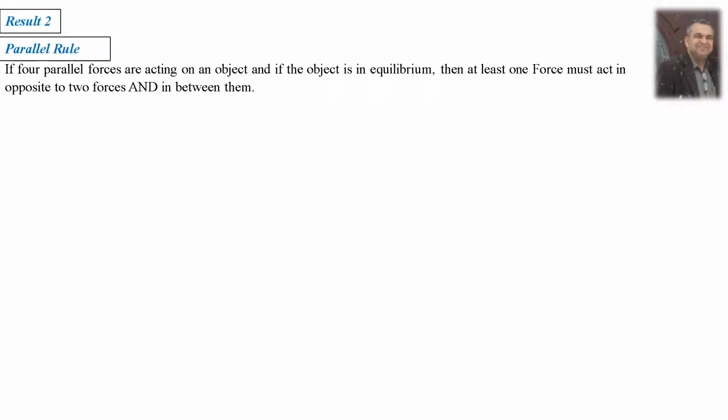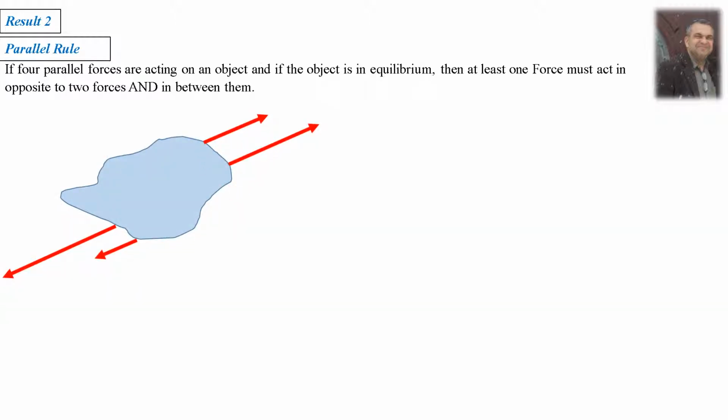Now result number 2. Result number 2 is the parallel rule. The parallel rule is fairly easy. If four forces are acting on an object, and if the object is in equilibrium, then at least one force must act in opposite to the other two forces and in between them. Otherwise, the equilibrium cannot be achieved.